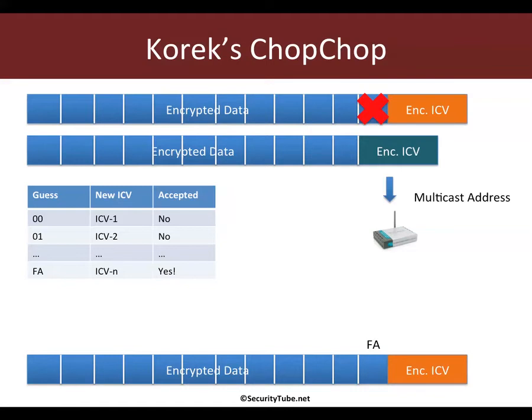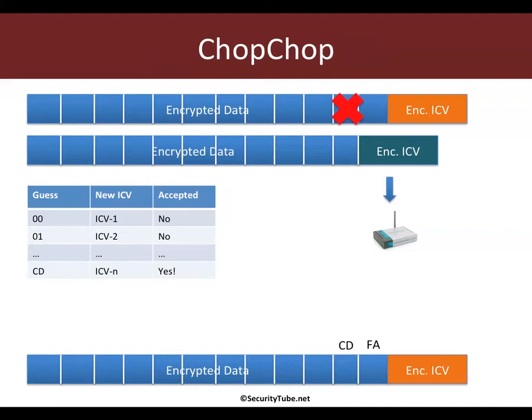Now, as one can imagine, once he decrypts the last byte, he moves on to the last but 1 byte, and follows the exact same process to decrypt that. Then he moves on to the next byte. Like this, he ends up decrypting the entire packet. And this is what the chop chop attack is all about.